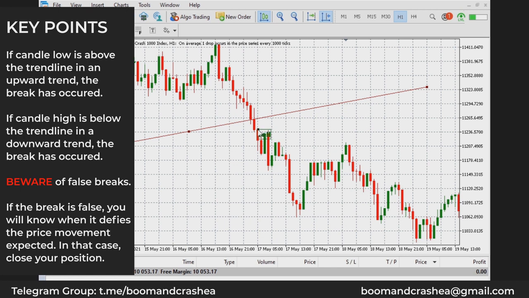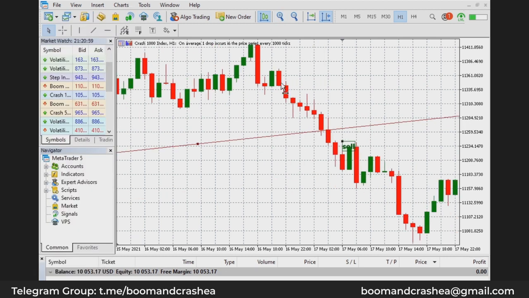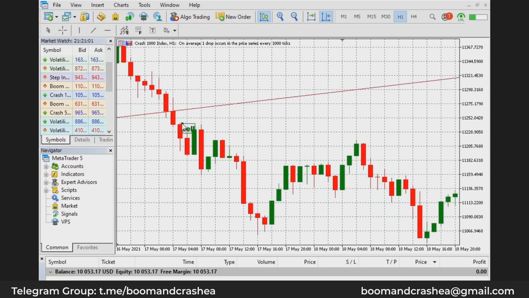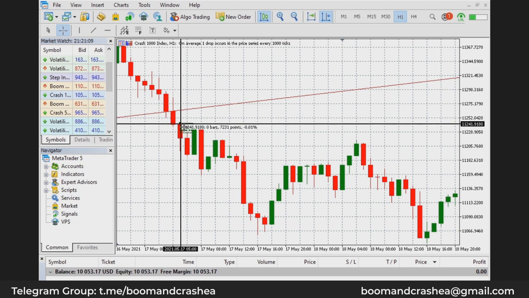I want you to see it well, so let me just place it somewhere here. Okay, this is fine. I'm referring to the candle high. So this candle high, the high is below the trend line. It means it's going to sell. So you see the sell. This confirms a break.